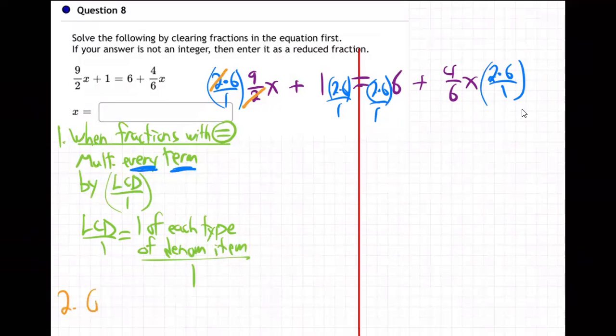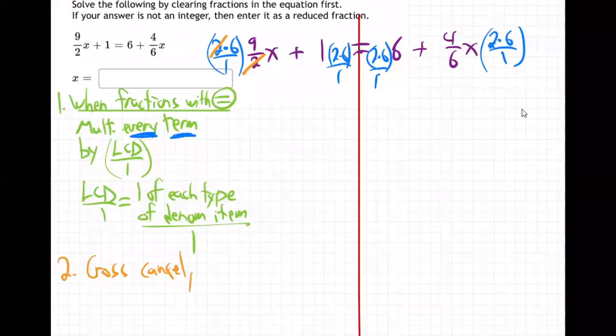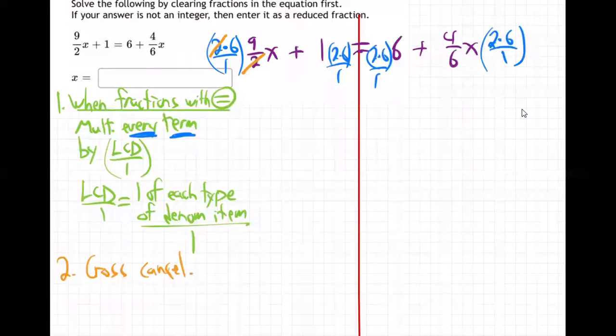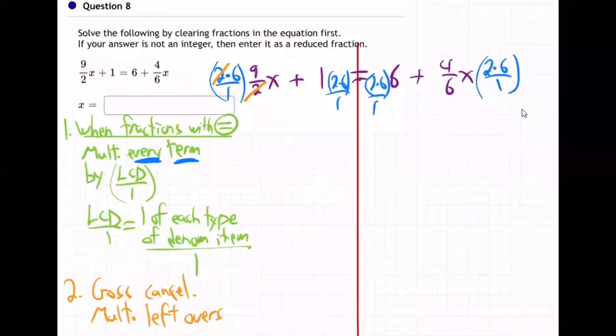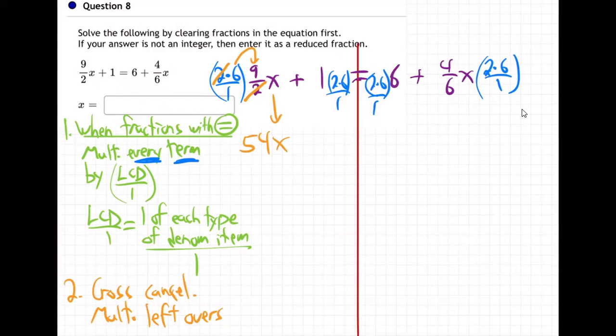So step 2: cross cancel, multiply the leftovers. So what's left over? 6 times 9, which is, use your calculator, 54, and x. So bring down all the things that are left over. 6 times 9, and you don't need the over 1. What multiplies here? These ones cross cancel. 2 times 6, 12. This 1 doesn't matter. 2 times 6 times 6, 72. Use your calculator.